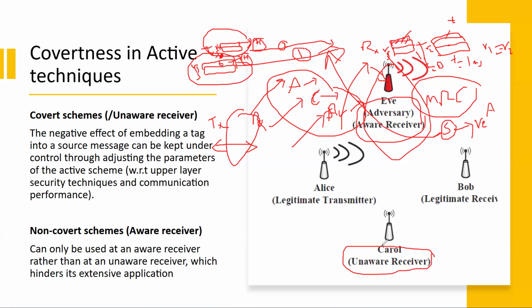Non-covered schemes, aware receiver in this case, non-covered because the transmitter and receiver are communicating with each other publicly, and the receiver is aware of this, can only be used at an aware receiver rather than at an unaware receiver, which hinders its extensive application. So covered communication schemes are more favorable and more recommended to use in wireless communication because they can provide coveredness, for your information, where nobody can know there is something going between the transmitter and receiver.